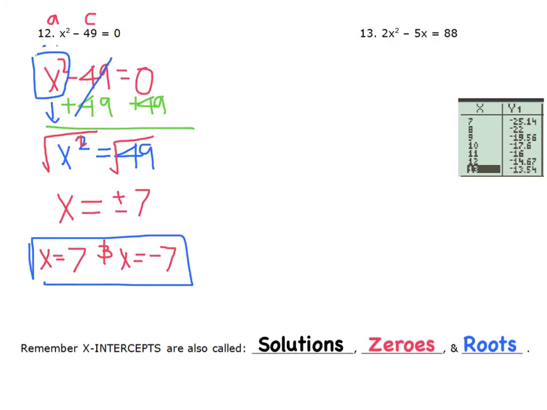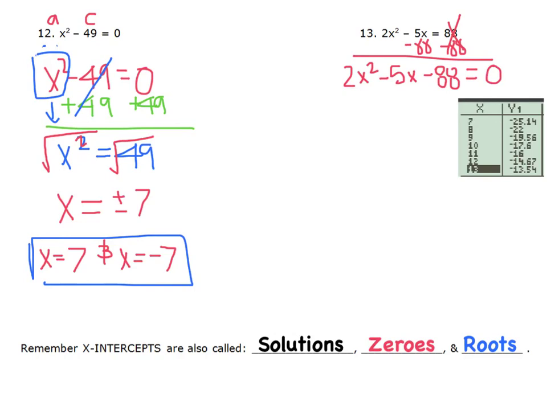Now, the first thing that you have to notice is this problem is not in standard form, right? Standard form being ax squared plus bx plus c. So notice the 88 is on the wrong side, so we need to move it. How would we move a positive 88 to the right side? Well, by doing the opposite, which is negative 88. So we cancel them out here, and we end up with 2x squared minus 5x minus 88 equals 0.